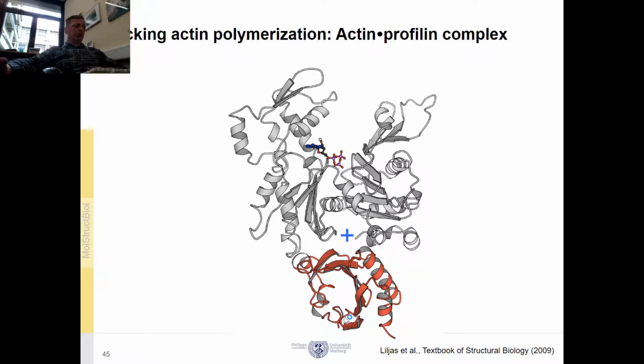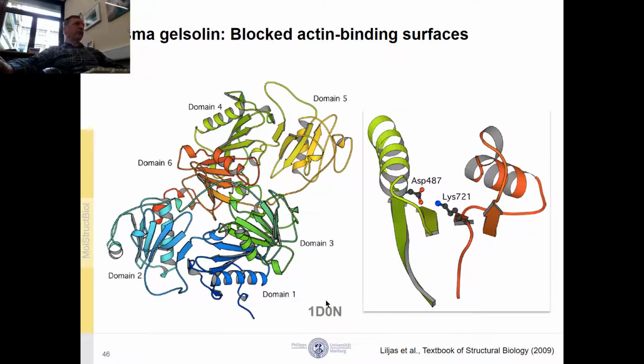We can, of course, make it much more complicated. You take a real protein, like this one shown here in red, profilin. It also blocks the polymerization. Now we have a really structured protein, yes, and that can become part of a larger machinery. Now everything becomes more complicated.